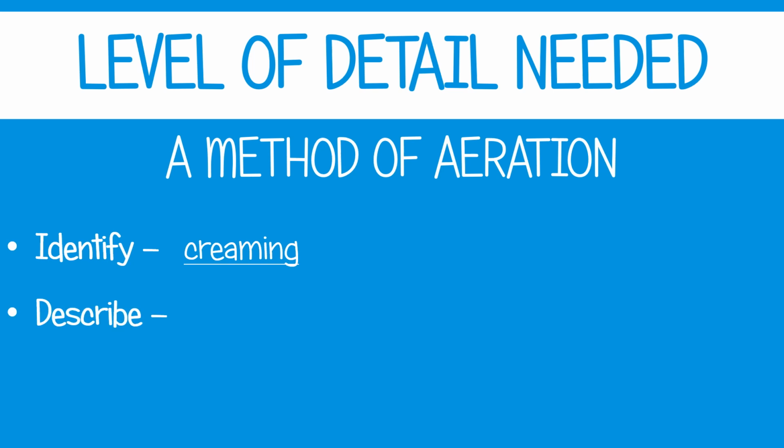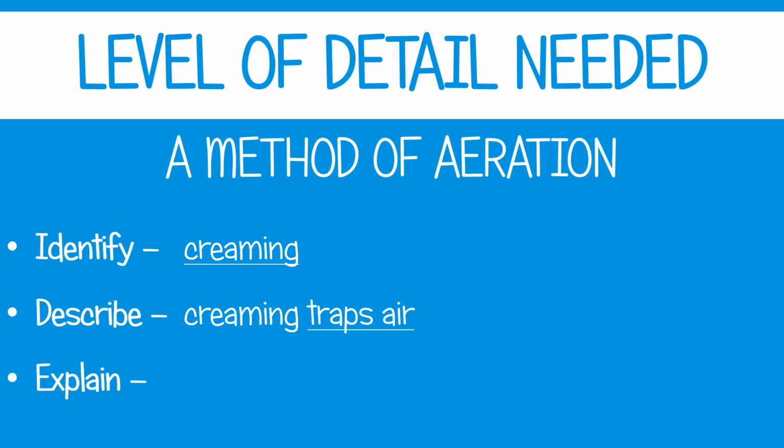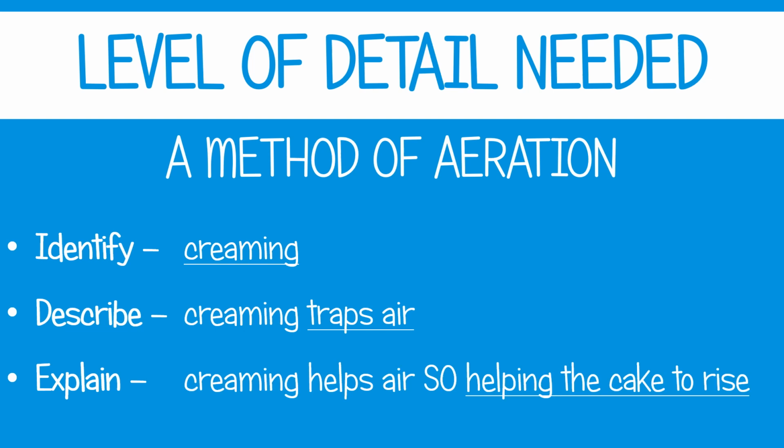If we're asked to describe a method of variation, we're looking for a short sentence, something along the lines of creaming traps air. If we were asked, however, to explain a method of creaming, we want to use that description, but also give a reason why or how. So we'd write something like creaming helps trap air, which is your description, and then we give a reason why we want to be trapping air: so helping the cake to rise. Remember, when we're explaining, we want to stab our answers, using the words so, therefore, as, or because.